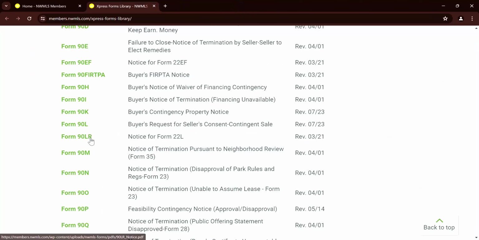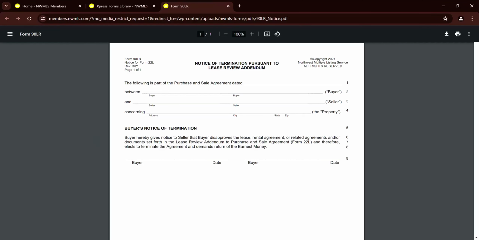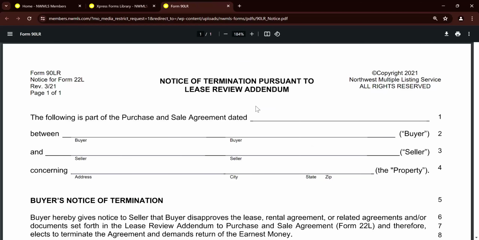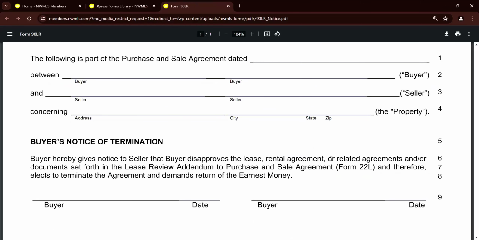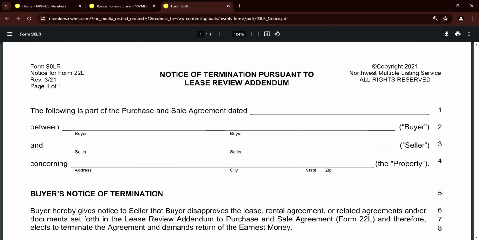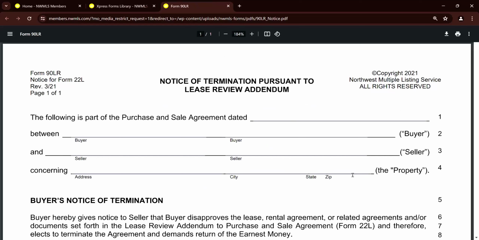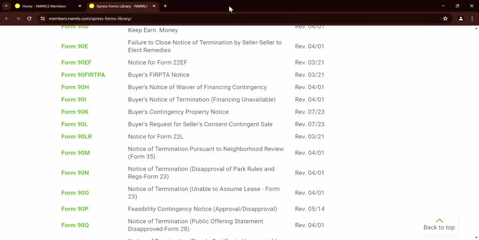All right, 90LR, this is the notice for Form 22L. And this is that notice of termination pursuant to a lease review. Buyer hereby gives notice to seller that the buyer disapproves the lease, rental agreement, or related agreements and/or documents set forth in the lease review addendum to the purchase and sale agreement, Form 22L, and therefore elects to terminate the agreement and demands a return of the earnest money. So you use this with the 90LR. This is where there's a 22L in a deal, and then you would terminate on that.